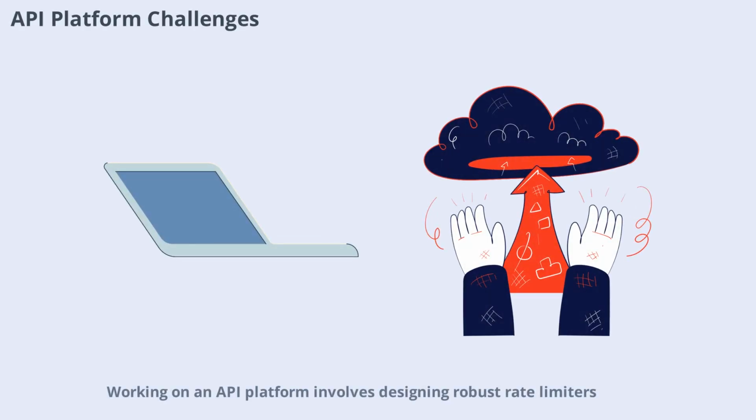Working on an API platform involves designing robust rate limiters, optimizing database queries, handling concurrency, and maintaining backwards compatibility. Each of these challenges requires both theoretical knowledge and practical experience. Preparing for API platform roles means understanding how to build scalable, reliable, and user-friendly systems.